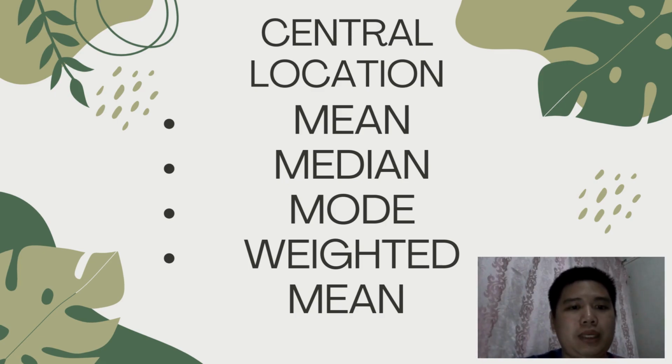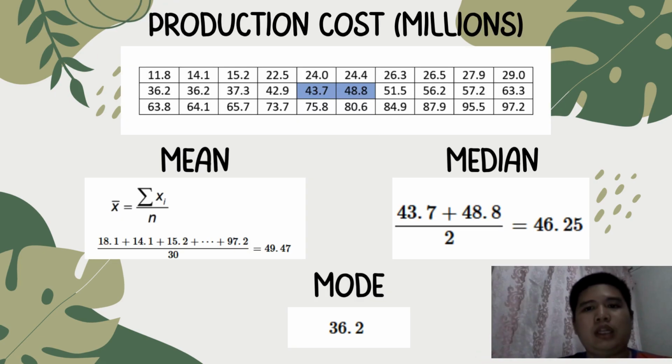we will not calculate the weighted mean. For the production cost, we have to calculate the mean, median, and the mode. Before we calculate the three central locations, we have to rearrange the values in the dataset from the smallest value until the largest value.